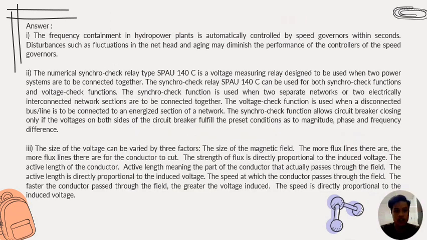First, the frequency containment in a hydropower plant is automatically controlled by the speed governor within the turbines, such as fluctuation in the net head, which may diminish the performance of the controllers of the speed governor.